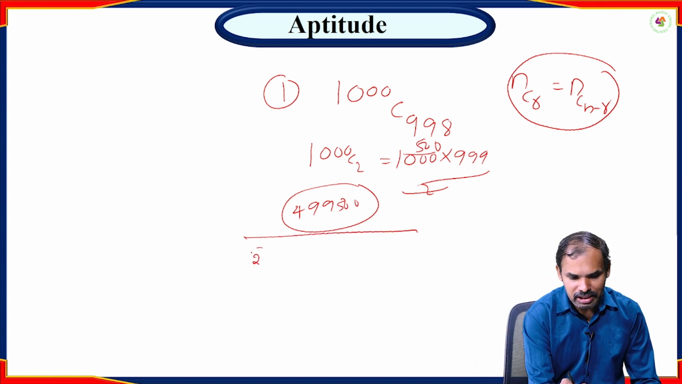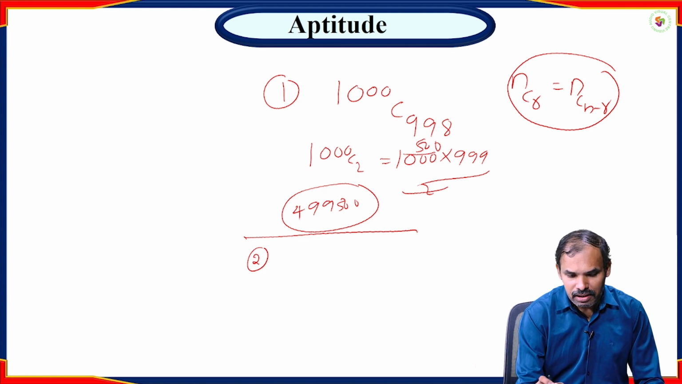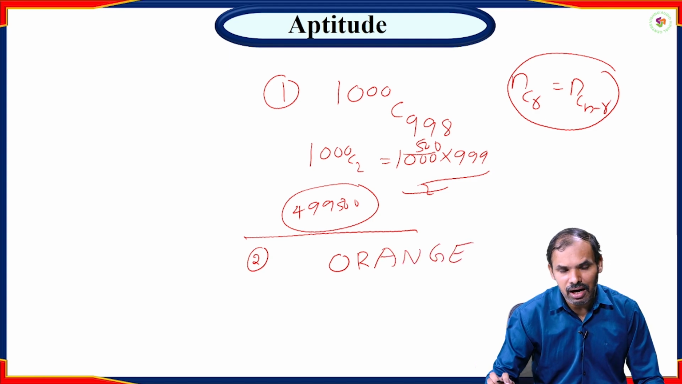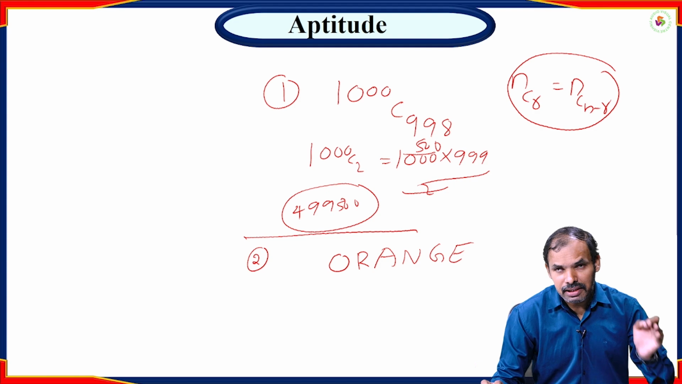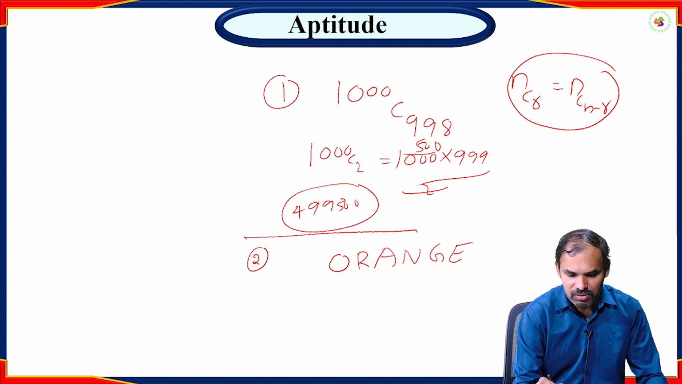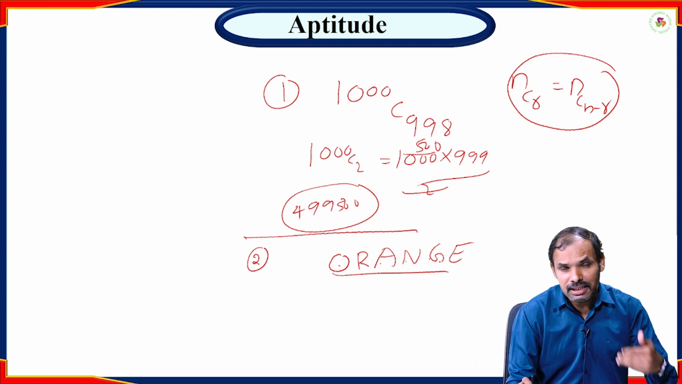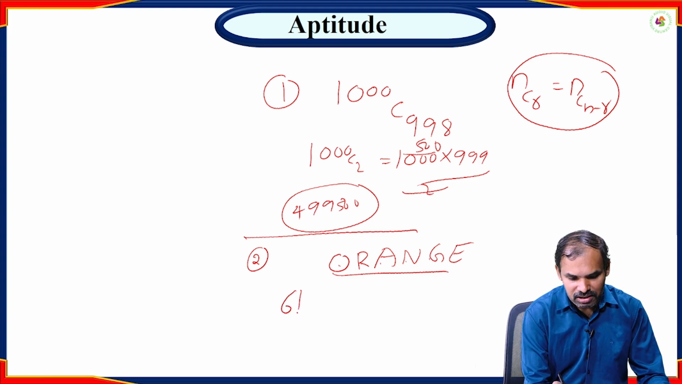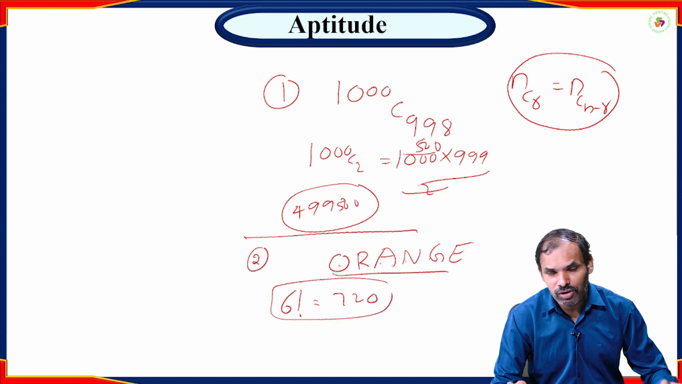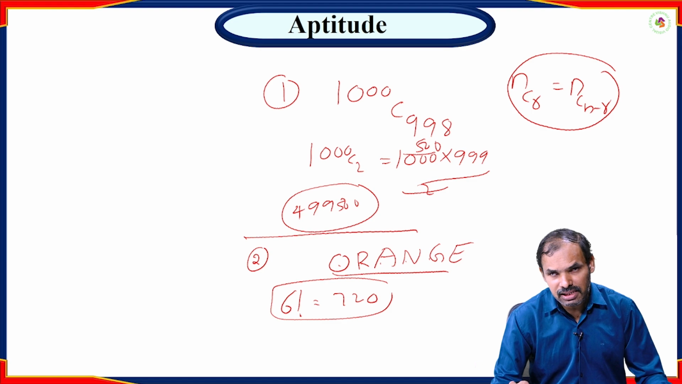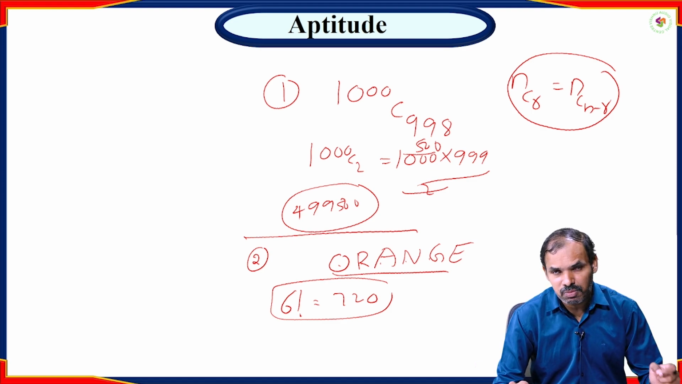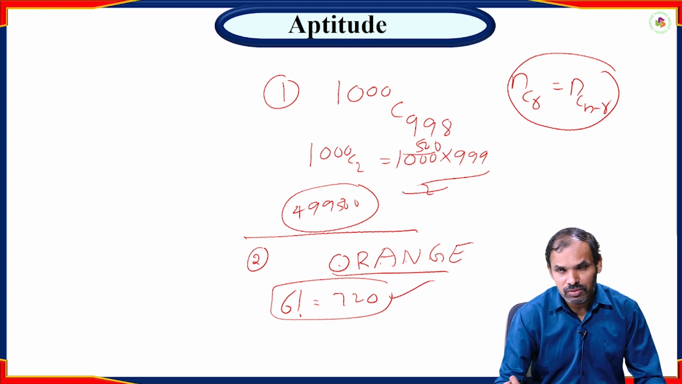Second one: how many ways can the letters of the word ORANGE be arranged? In ORANGE, how many letters are there? 1, 2, 3, 4, 5, 6. Six letters can be arranged in 6 factorial ways. 6 factorial is 720. That is the answer.